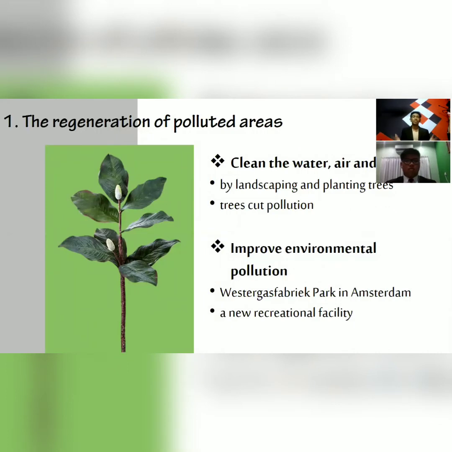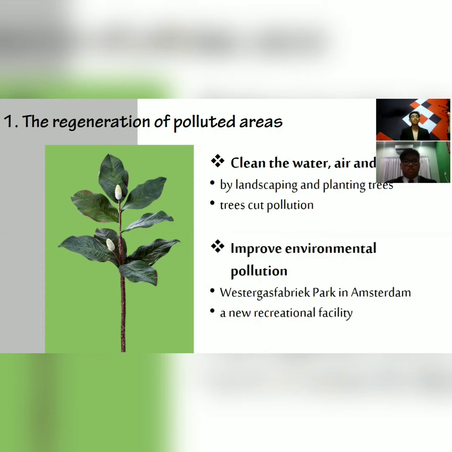Besides that, green infrastructure can also improve and solve environmental pollution, especially for areas such as cities and industrial areas. I give you an example. In Amsterdam, there was an industrial area that had been polluted for many years, but the polluted area was redesigned by a landscape architect named Gustafson Porter. Now, the polluted area has become a new recreational facility known as Westergasfabriek Park. And you see how important landscape architecture is in regenerating polluted areas.